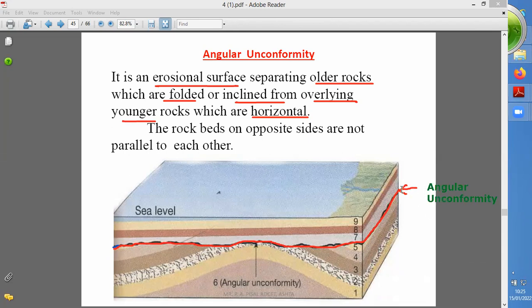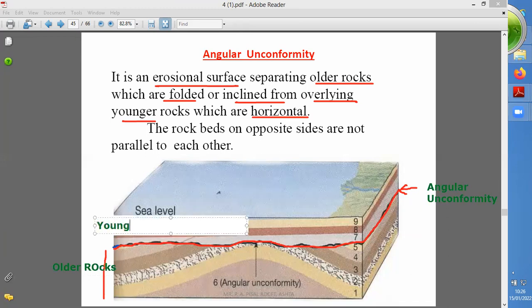What is the meaning of this angular unconformity? Just wait here. Older rocks. Now we know that the rocks which are below this unconformity are older rocks. The rocks which are present below the unconformity are always older rocks, and the rocks which are present above the unconformity are always younger rocks.